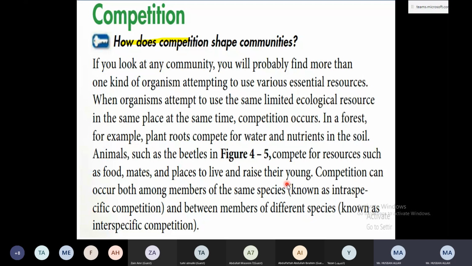Competition can occur both among members of the same species, known as intraspecific competition, and between members of different species, known as interspecific competition. One is intra and one is inter. Two types. When the competition occurs between organisms of the same species, this is called intra. And when the competition occurs between two different species, then we call it inter. Intra between the same species and inter between different species. Intraspecific competition and interspecific competition, right?